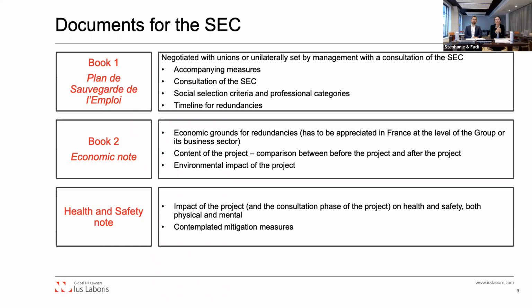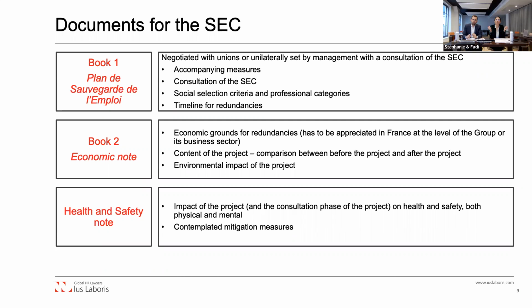So the first one is called Book 1. That's the document in which you will find several pieces of information, and you will have first at the beginning a summary of the economic grounds of the Book 2. I will explain what is Book 2 after. So you have first a quick summary. Then you will have the calendar for the information and consultation procedure of your workers. You will also have, if you have unions within your company, the meetings of negotiation.